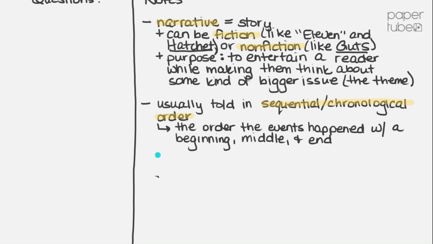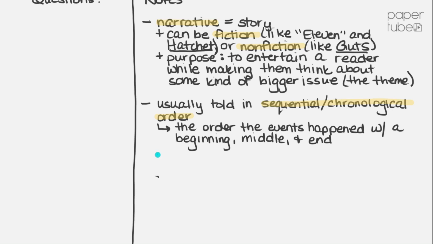Narratives are usually given in a sequential or chronological order structure, and that just means that the events are told to you as the reader in the order that they happened. So that word sequential, keep in mind the sequence of events. That's just another way of saying the order that things happened in.